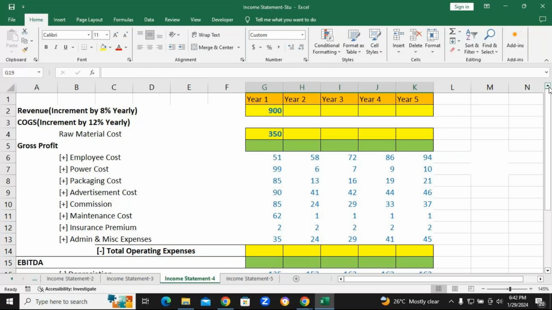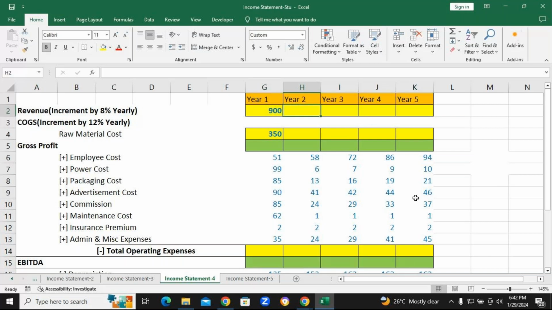Okay. So now here I have to calculate the income statement for 5 years, wherein they are telling the revenue has an increment of 8% yearly, and the cost of goods has an increment of 12% yearly. So first here the revenue is 900. So what about the rest of the other 4 years?